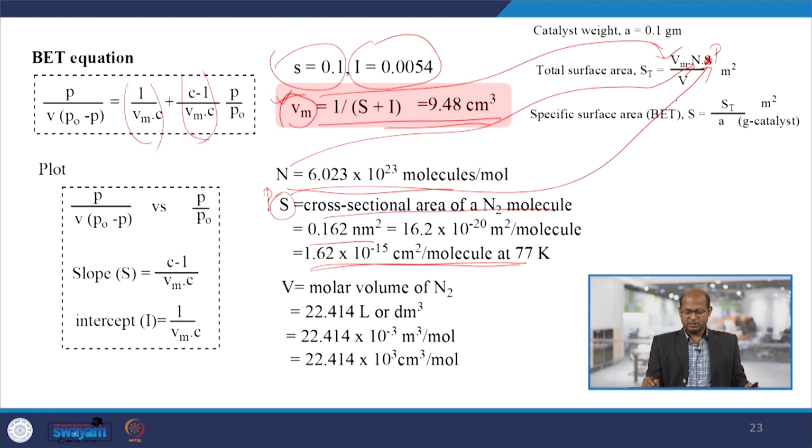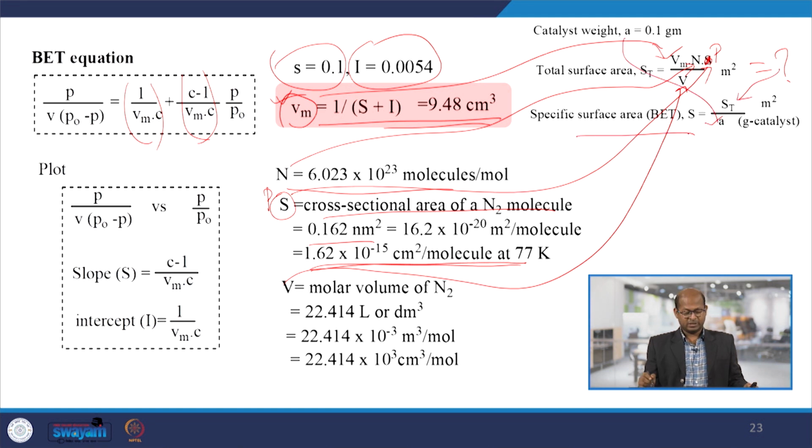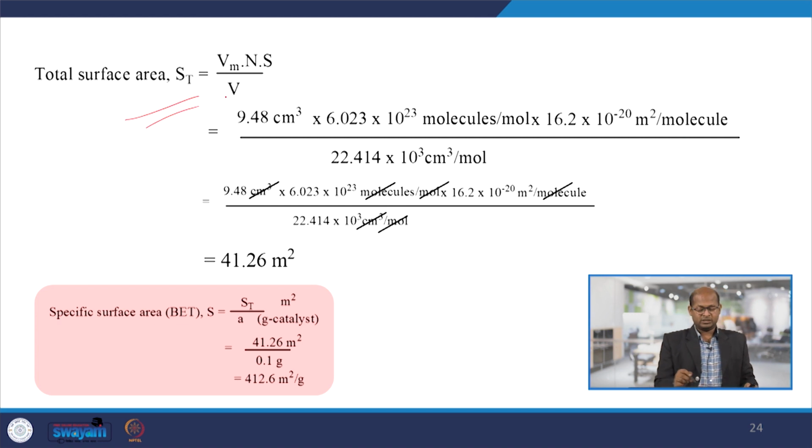Now V, the molar volume of nitrogen, is also known. So, then St we can find out. Once St is known, we can substitute here, A is known, and then the specific surface area we can find out. So, St we first have to find out.